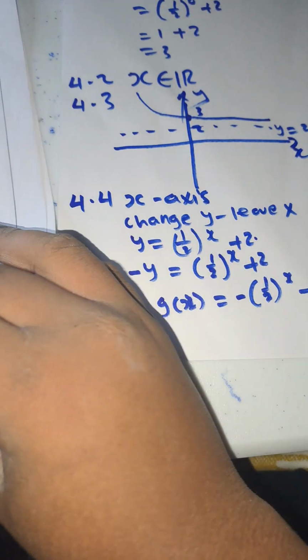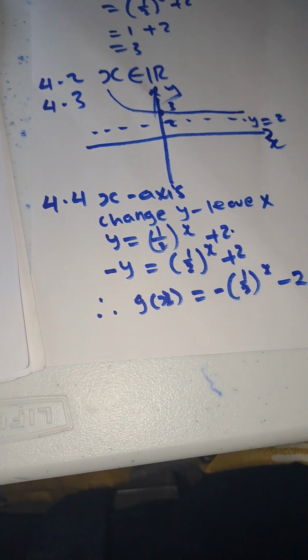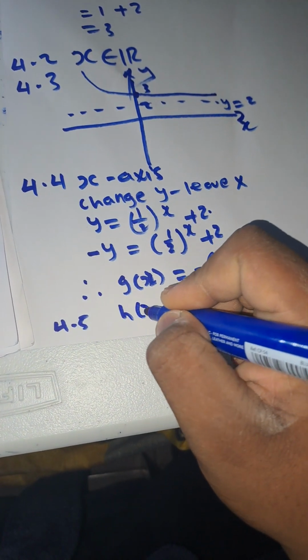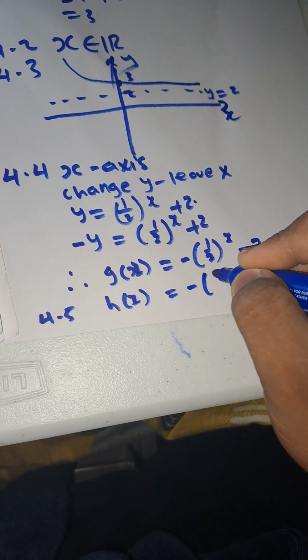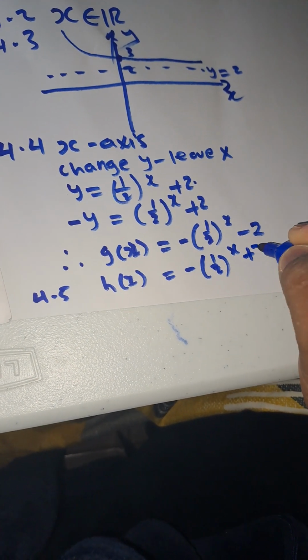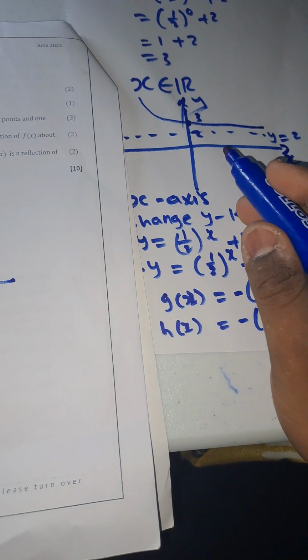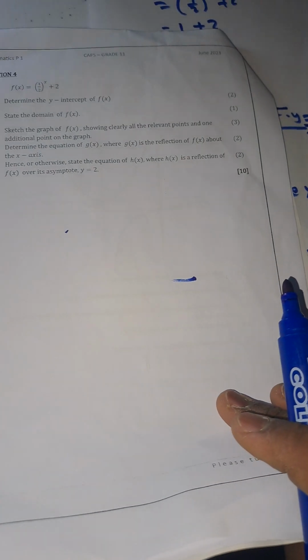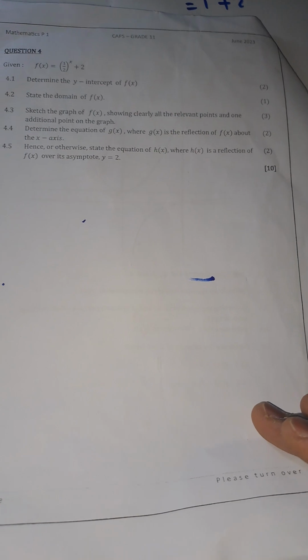Hence or otherwise, state the equation of h of x, where h of x is the reflection of f of x over its asymptote, y equals 2. This one is easy, guys. 4.5. So I say h of x equals negative 1 over 2 to the power of x plus 2. Because they said it is the reflection. So check your graph. To get the reflection, you just flip this thing. It is just flipping it, you see? And over its asymptote, y equals 2. So it is just the very same thing.